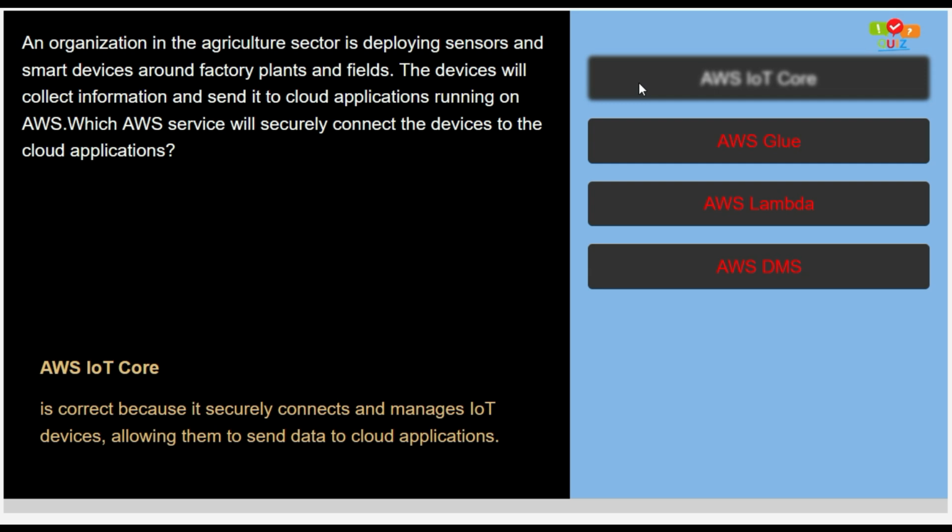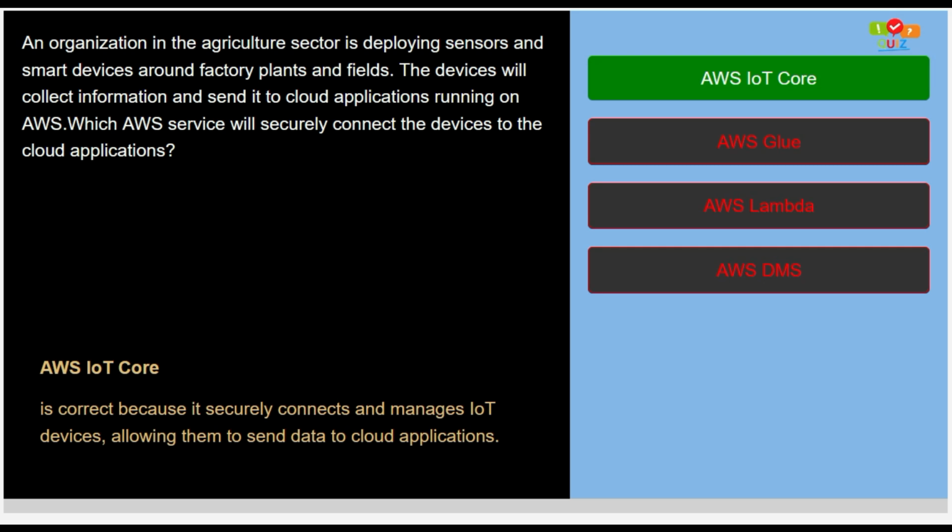Lastly, you have option 1, which is AWS IoT Core. This is correct because it securely connects and manages IoT devices, allowing them to send data to cloud applications. Okay, so at the end, your option 1 is the correct answer.